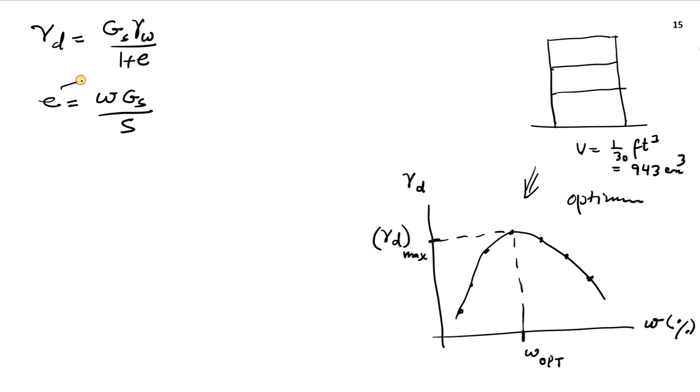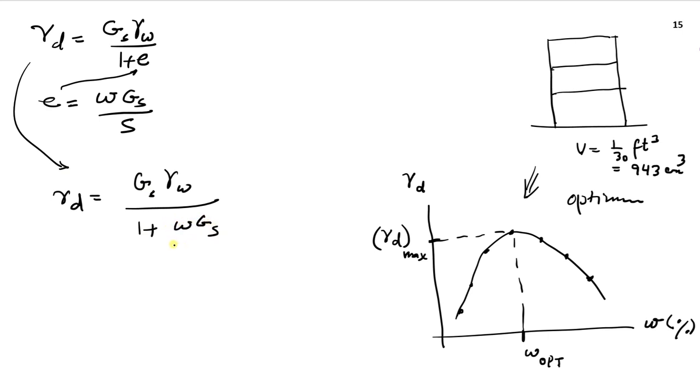So if I place this e value here, then the equation is going to be modified. Gamma d is going to be equal to Gs gamma w over 1 plus, instead of e, now I'm going to write w Gs by S. Now in this equation, the only things that are going to change are water content and degree of saturation. Specific gravity of solids is constant for any material, and the unit weight of water is also constant.